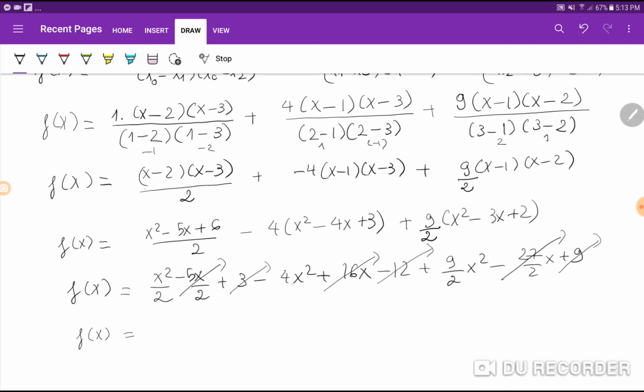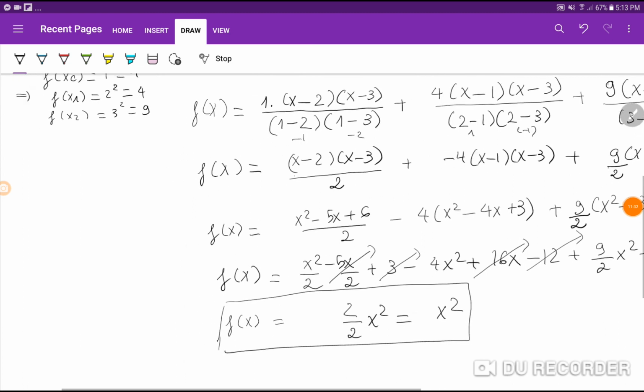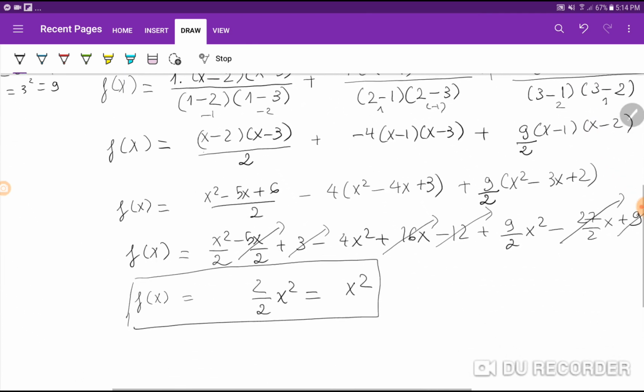And then x squared over 2 minus 4x squared over 2 would be negative 7 over 2 x squared. And negative 7 over 2 x squared plus 9 over 2 x squared would be 2 over 2 x squared, or in other words, x squared. Okay. So what can you say about this? You can say a lot. You see, the goal is you turn to polynomials, right? So at first you have a polynomial. If you turn it to a polynomial, what do you expect it to give you? A polynomial, an exact polynomial, right?